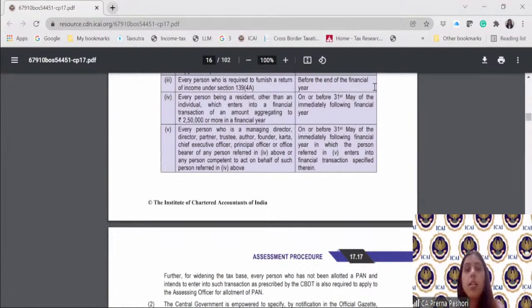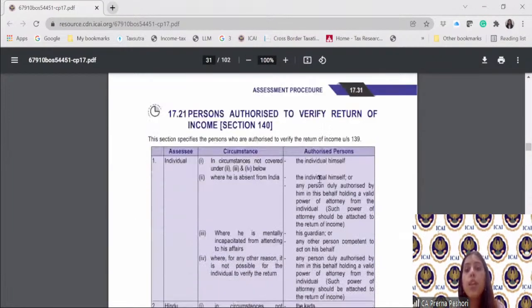Okay. Now next is section 140, which is person authorized to verify the return of income. Now, who is authorized to verify the return of income? In case of an individual, the individual himself is authorized. So when you are filing your return of income, at the end of it, you might observe that there is a requirement to verify the return. And you need to quote that I, name, son or daughter of so and so, is verifying the return, right? So in case of an individual, he himself is required.